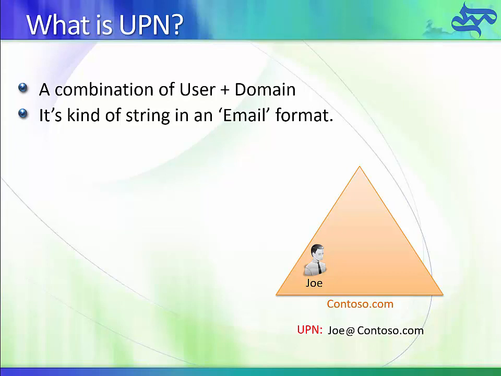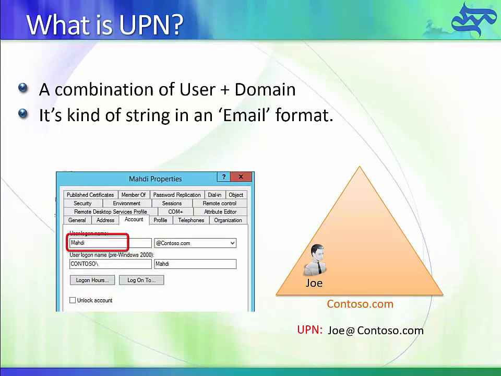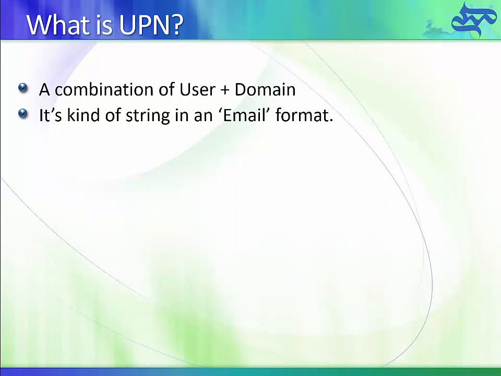If you want to take a look at the UPN, this is really easy. Go to the properties of the user account, the Account tab, and there you can see the user account name and the domain name in front of it, which as we said, a combination of these two leads us to the UPN of that user account. Really easy to understand. But what are these used for? UPNs can also be used for logons.